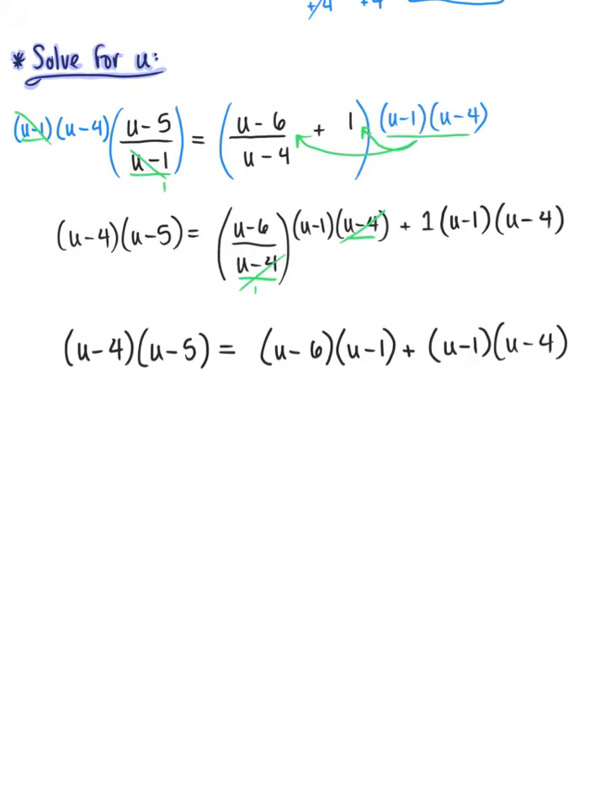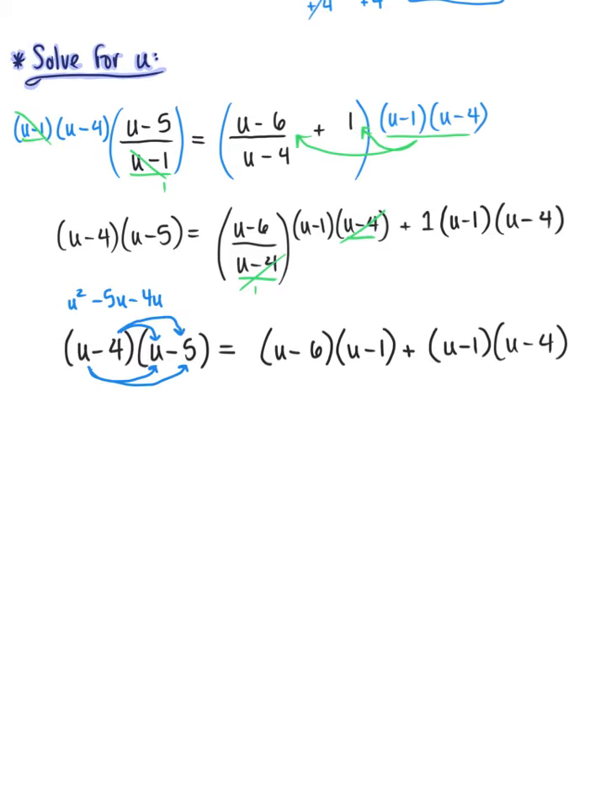expansion to do here. So starting with the binomial product on the left-hand side, we have u times u, which gives us u squared. We have u times negative 5, which is a minus 5u. We have negative 4 times u, which is a minus 4u.